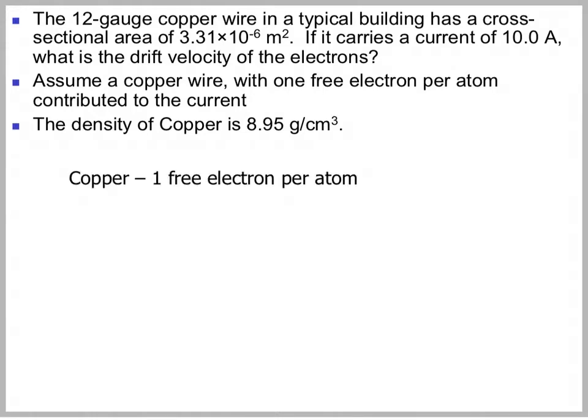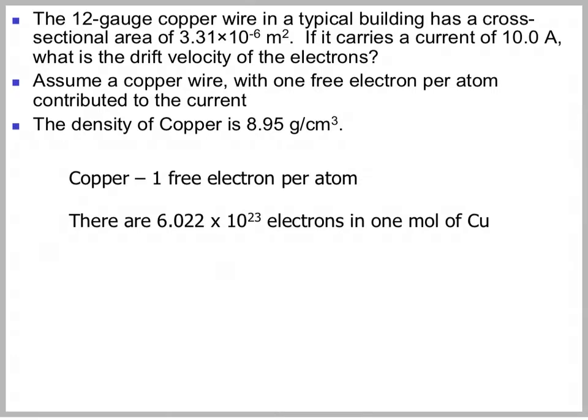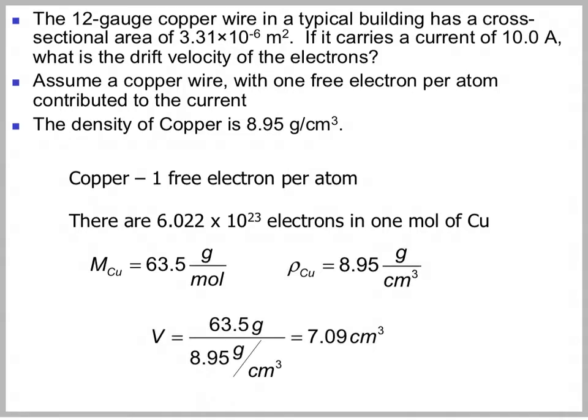So, 1 free electron per atom, and then there's Avogadro's number of electrons in 1 mole of copper. So the molar weight of copper is 63.5 grams per mole. The density of copper is 8.95 grams per cubic centimeter. So the volume is 63.5 grams over that grams per cubic centimeter. It gives us 1 mole of copper is 7.09 cubic centimeters.